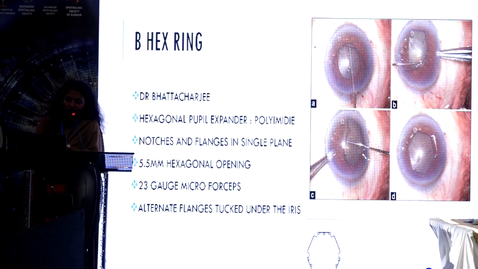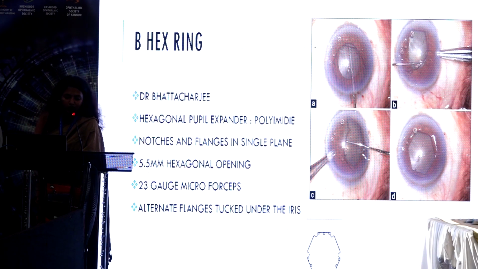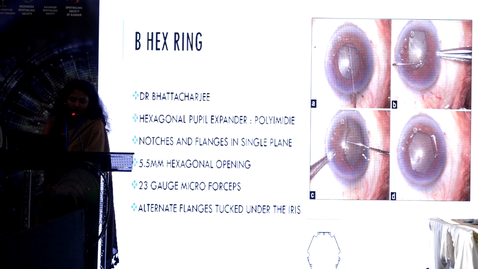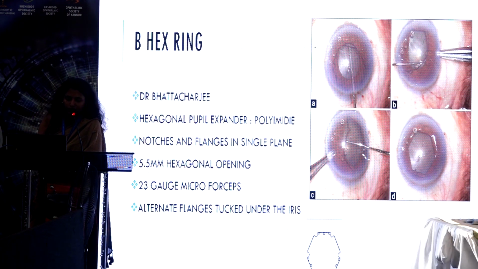BHEX is a hexagonal device, which is a plastic device actually. It gives 5.5 mm pupillary dilatation, and you need a 23 gauge micro forceps to actually place it in, and also you can use thin Sinskey's hooks to place the scrolls.